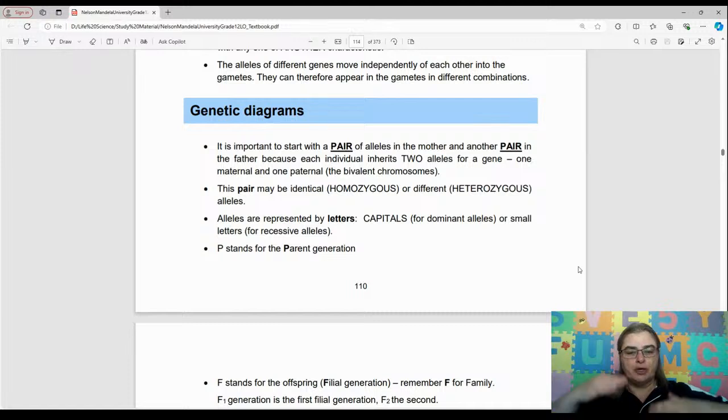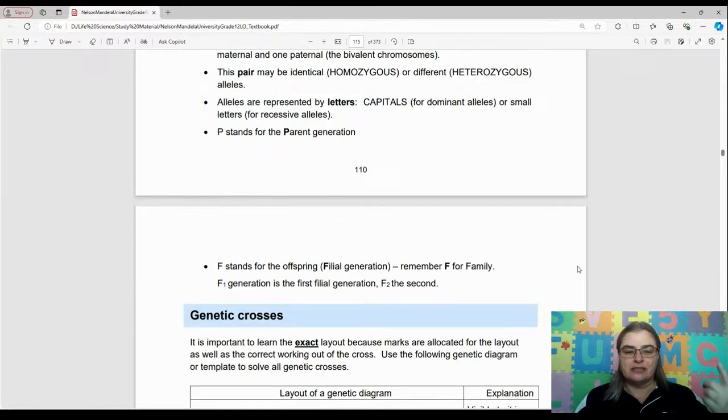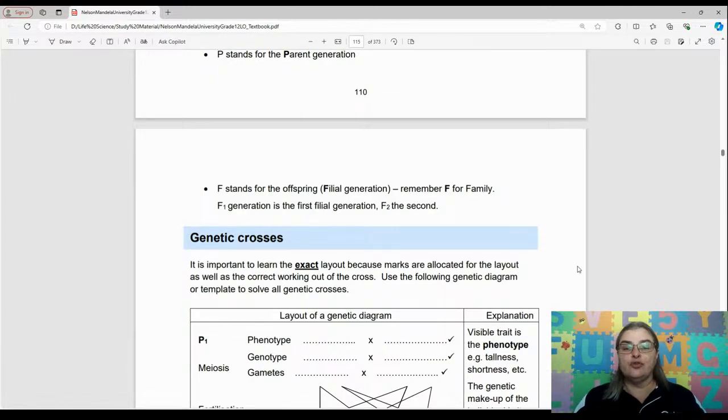In the process that we're going to follow, P is going to stand for the parent generation, which is the first generation. Well, not first, don't get confused, sorry. But it's the starting point, let's say, the parent generation. I'll explain something shortly. F stands for the offspring, or the filial generation, and that's F for the family. F1 generation is the first filial generation. F2 is basically the grandkids.